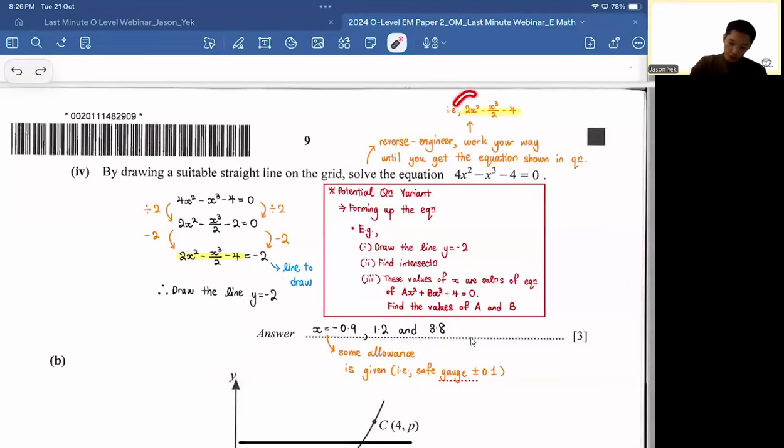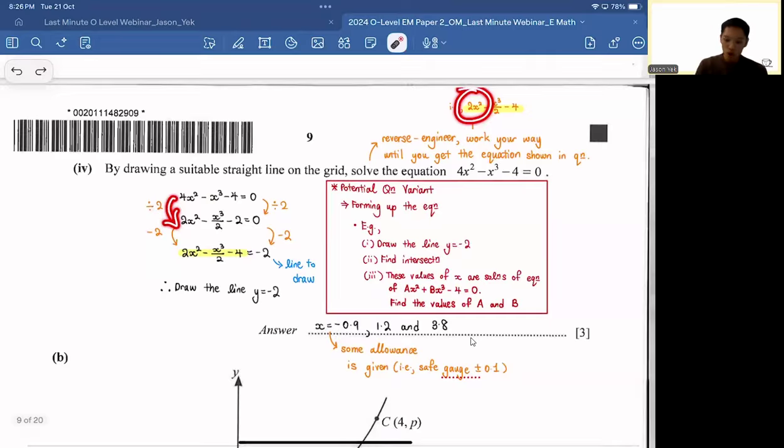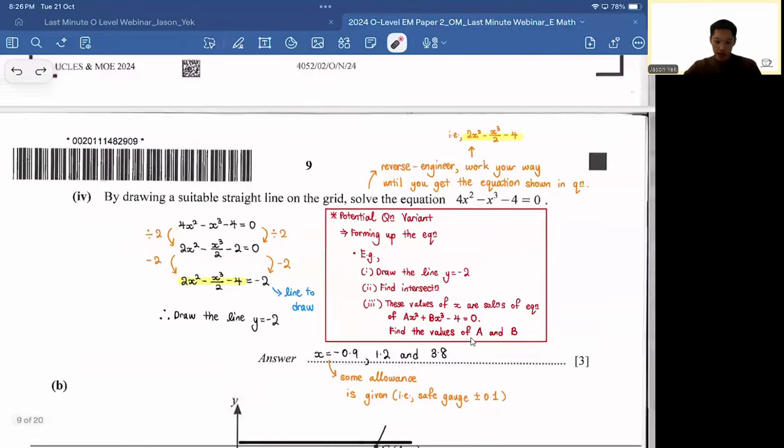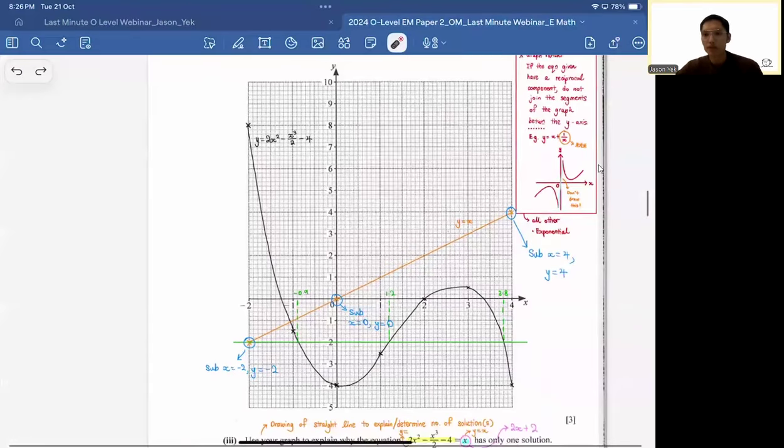In this case, I have 2x squared, so I divide by 2 on both sides. 0 divided by 2 is 0. After that, you subtract 2 because I want to get minus 4. Minus 2 is minus 4. 0 minus 2 is minus 2. That's where I get my minus 2 there. And to answer the question, here's the graph.